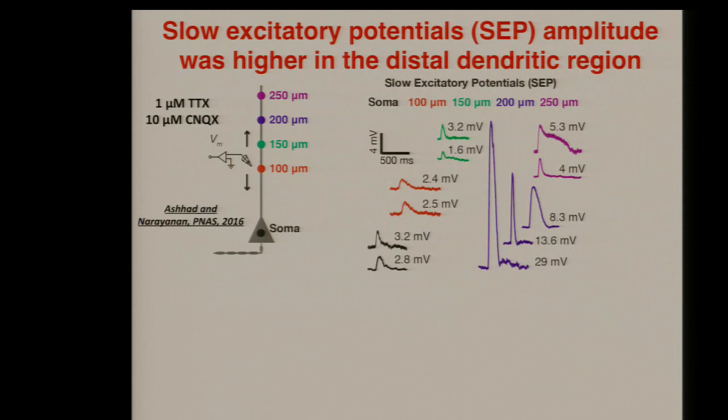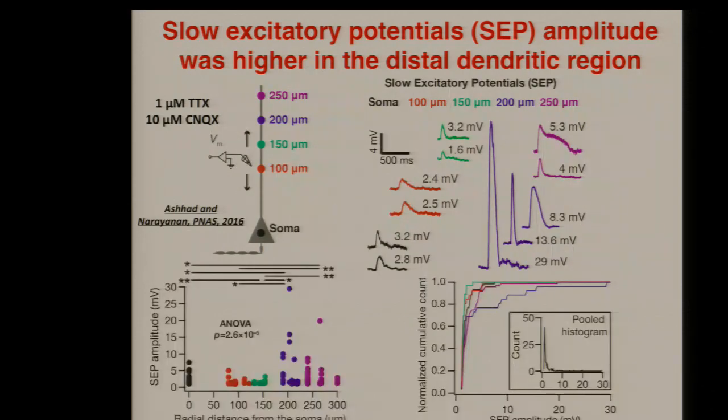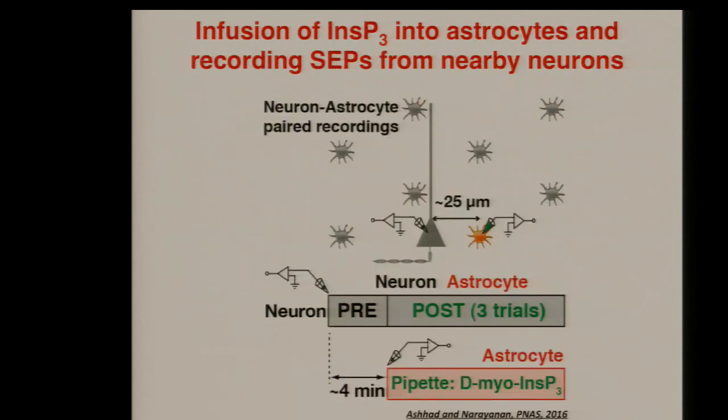So this is at the cell body, and you see that there are smaller signals over here. As you go up into the dendrite, you start seeing these large amplitude signals, which are on the order of 20-30 millivolts. So these are not because of synaptic inputs, because you don't have any active transmission, you have blocked the sodium channels. And he showed that this was consistently the case across different structures, basically.